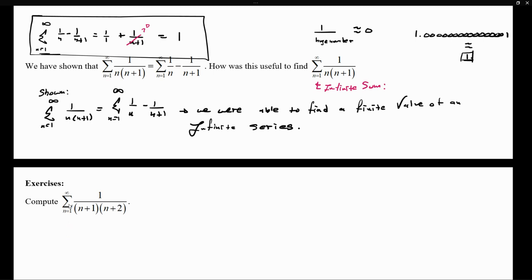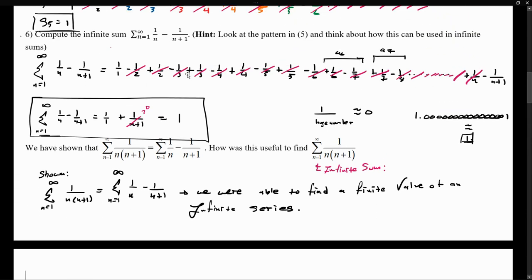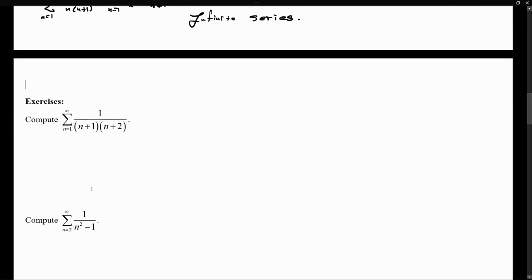So that is what a telescopic series is. It's a series where the majority of the terms are going to cancel out, and you're going to have a finite number of terms that survive the cancellation process, and you can just add up those terms and come up with a finite value. Well, let's take a look at one example to see how this is useful.